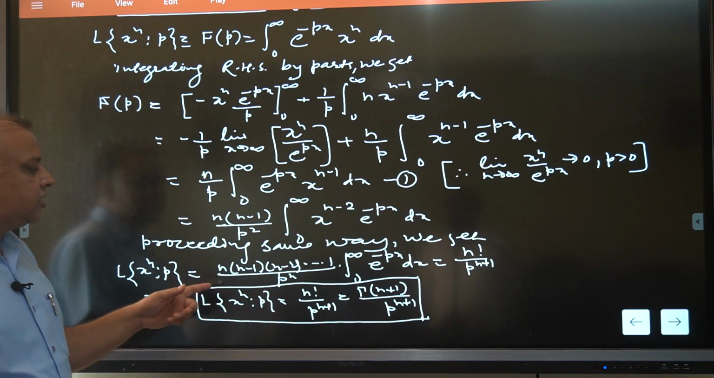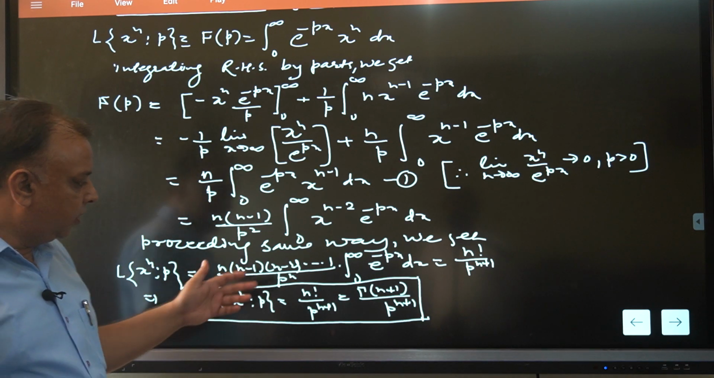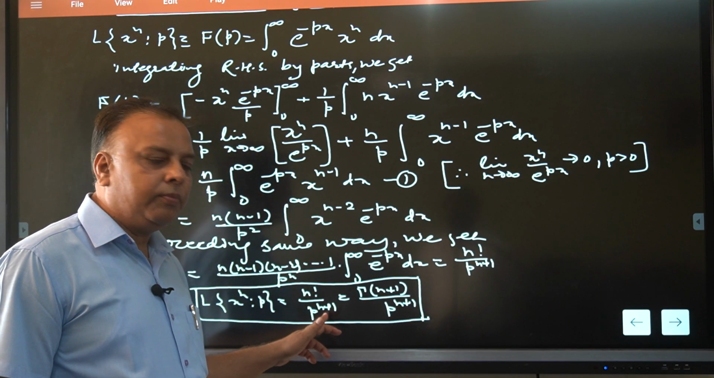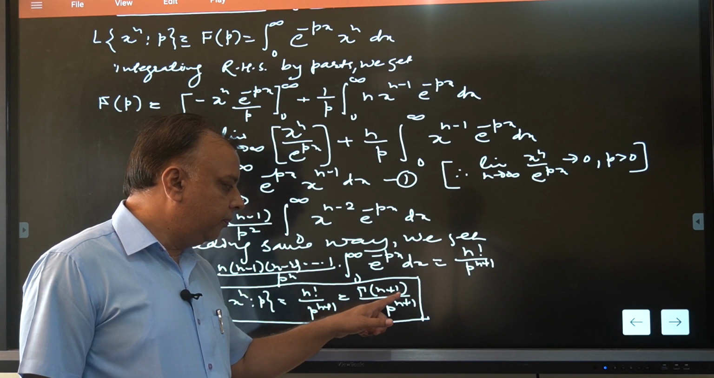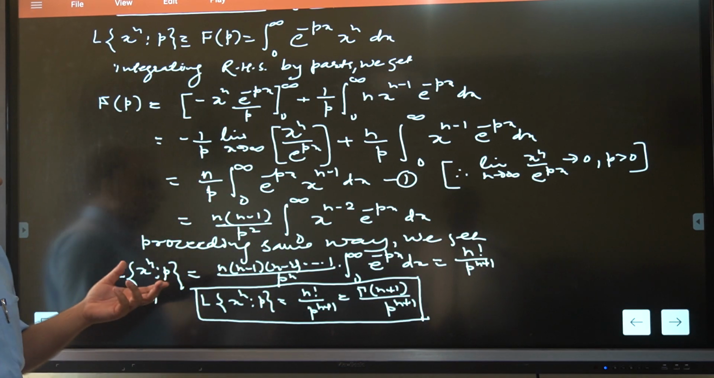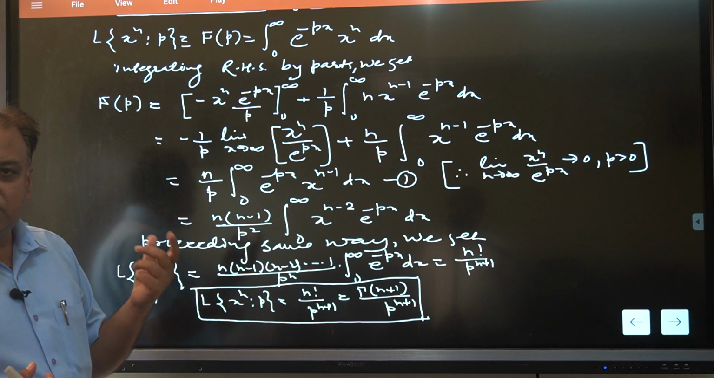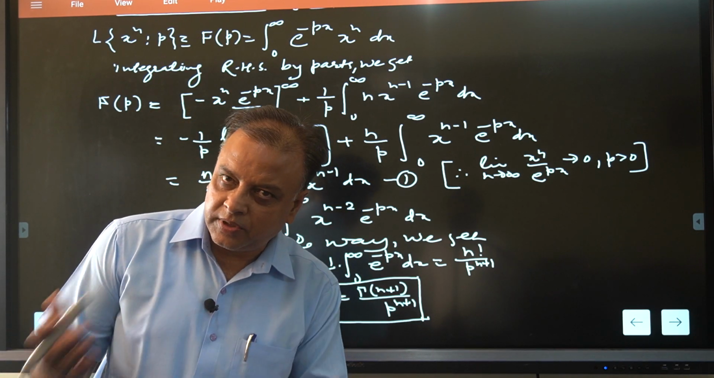So the Laplace transformation of x raised to n with respect to the parameter p is equal to factorial n upon p raised to n plus 1, or it comes to be gamma of n plus 1 upon p raised to n plus 1. So we have started the Laplace transformation of well-known functions. In another class, we will discuss the transformations of other functions.